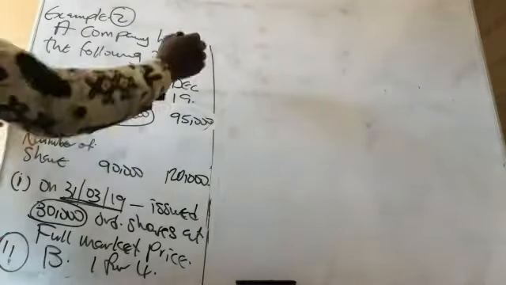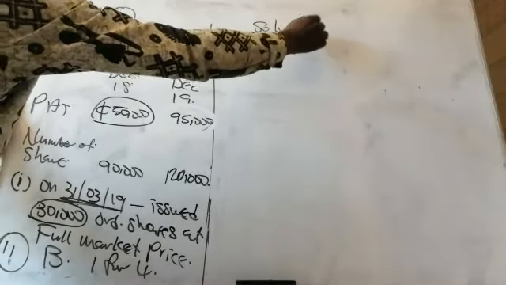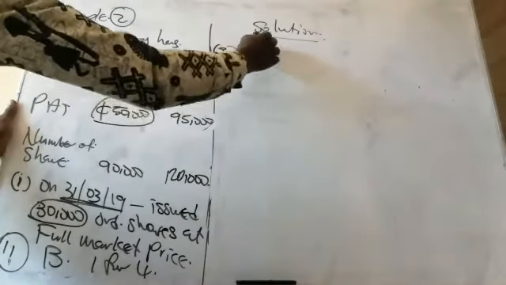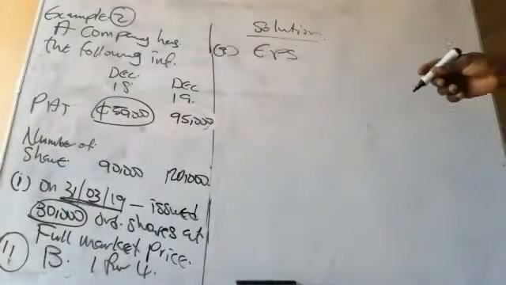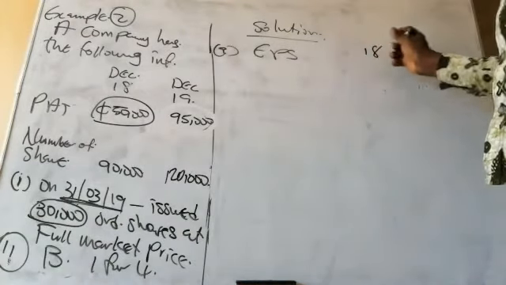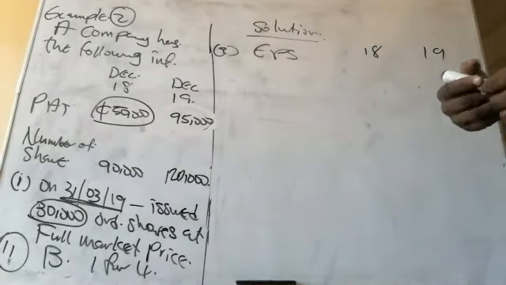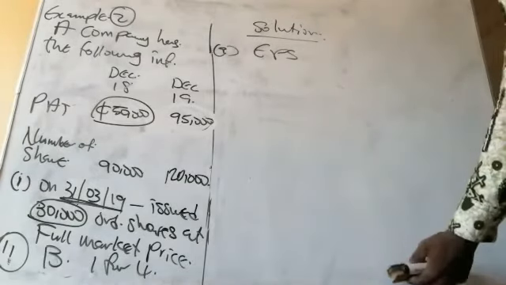Okay, so solution. First of all, it says we should calculate the earnings per share for 2018 and 2019 respectively. As usual, the more I code the formula, the more I remember. So let me code the formula again.